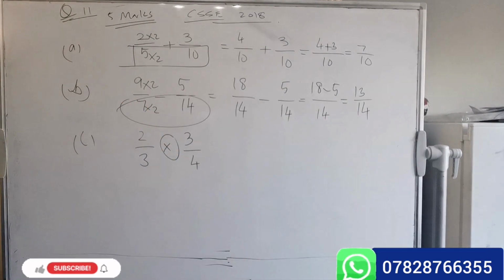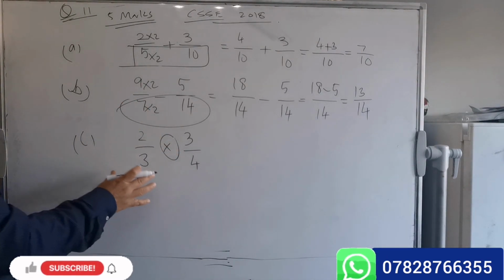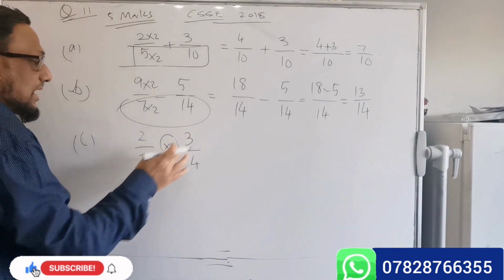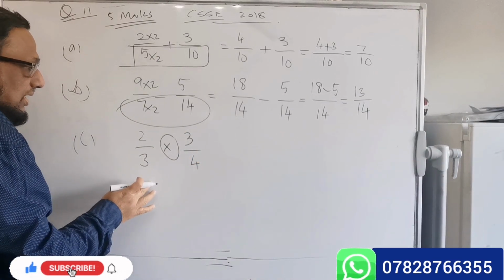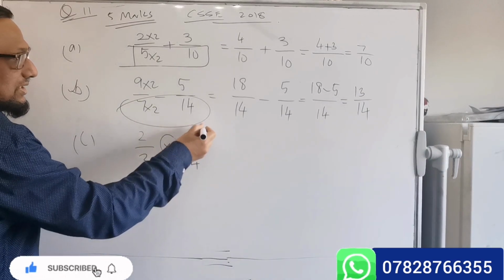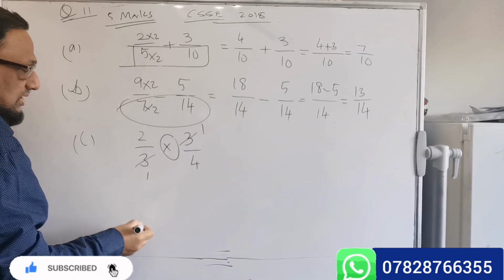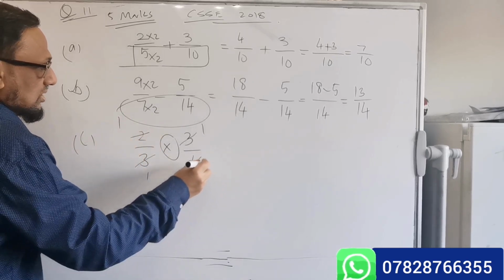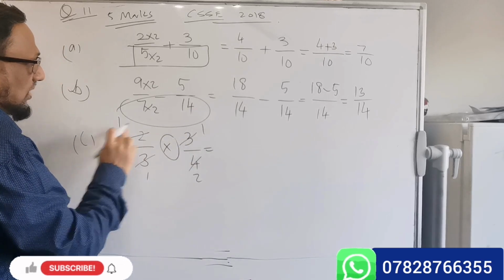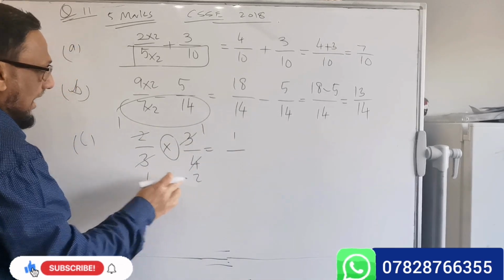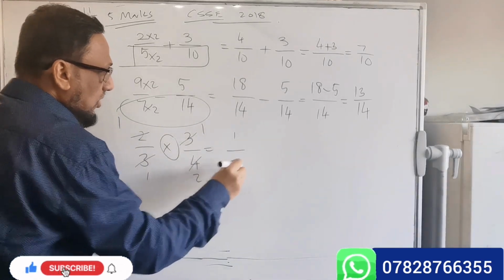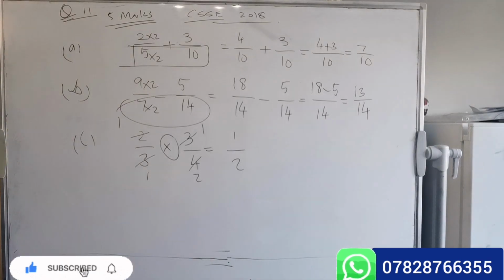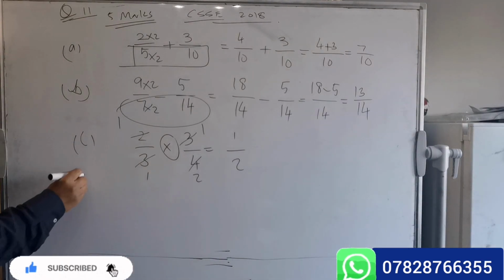Be careful. This is also very easy, numerator and denominator. This one is going to be cancelled. 3 times 1 is 3, 3 times 1 is 3, 2 times 1 is 2, and 2 times 2 is 4. So 1 times 1 is 1, and 2 times 1 is 2. So your answer is 1 over 2. Move to part D.